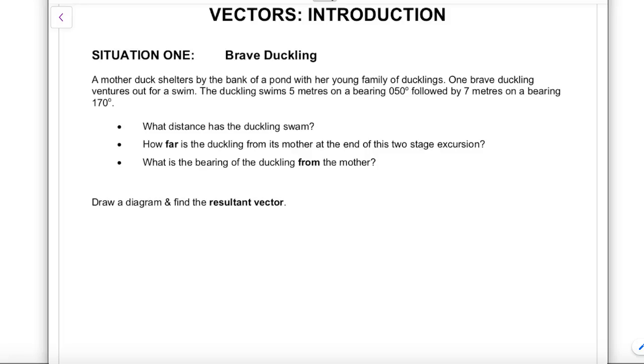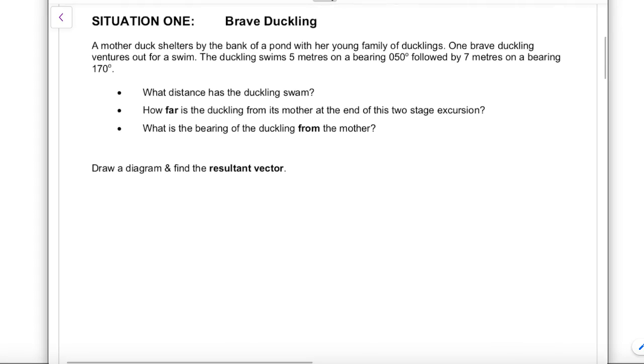This video is an introduction to the use of vectors. Let's consider situation 1, the brave duckling. A mother duck shelters by the bank of a pond with her young family, but one brave duckling ventures out for a swim. The duckling swims 5 metres on a bearing of 50 degrees and then 7 metres on a bearing of 170.